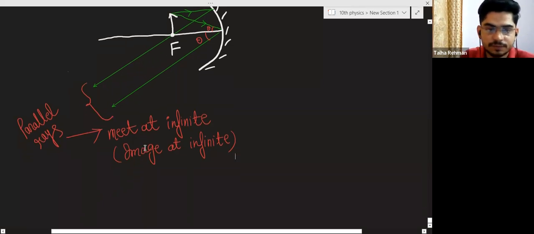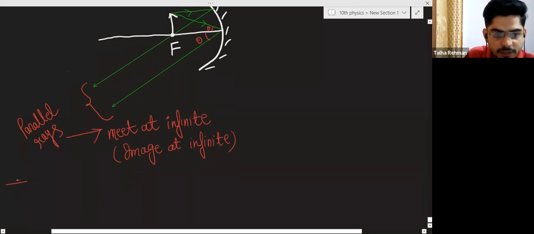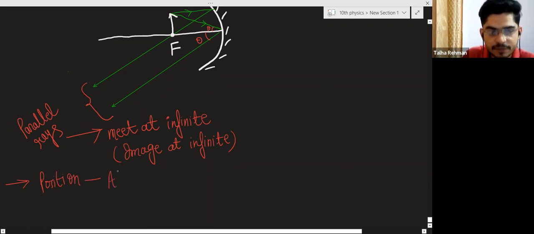So from here, the first thing is position. For the position of the image, you can say at infinity. The image will form at infinity.